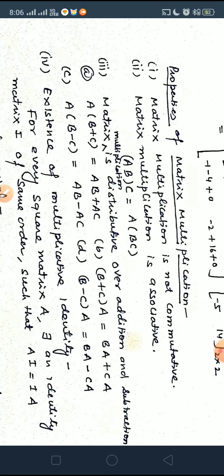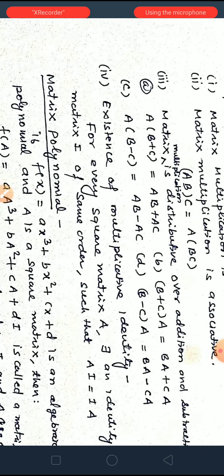Now, existence of multiplicative identity. What is it? Identity means if you multiply a matrix by its identity matrix, then you get the matrix itself. Like in addition, if we add a zero matrix to a given matrix, then we get the matrix itself. Same will be for multiplication. Recall that the multiplicative identity for the number system is 1. If you multiply 1 by any number, you get the number itself. If you multiply 5 by 1, you get 5. That means 1 is the multiplicative identity.